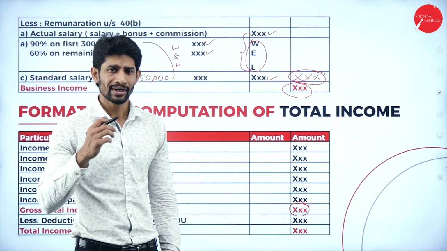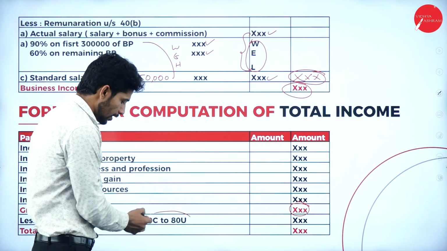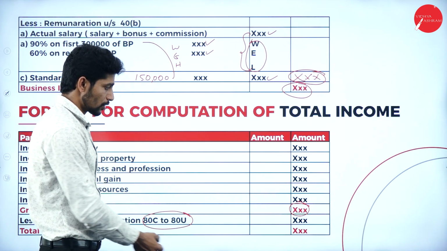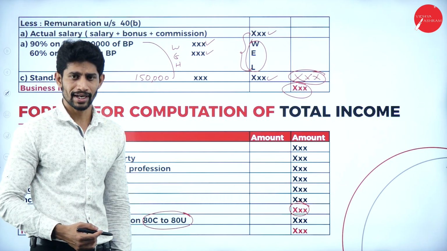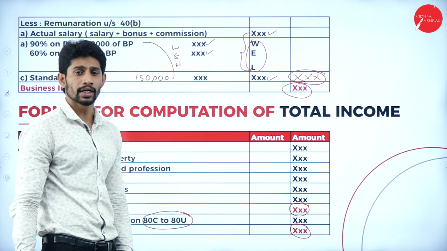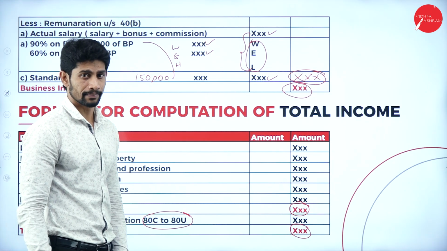From gross total income, you are supposed to deduct the deductions under section 80C to 80U. So deduct the deductions, and the balance you will get. That balance is called what? This balance is called total income.